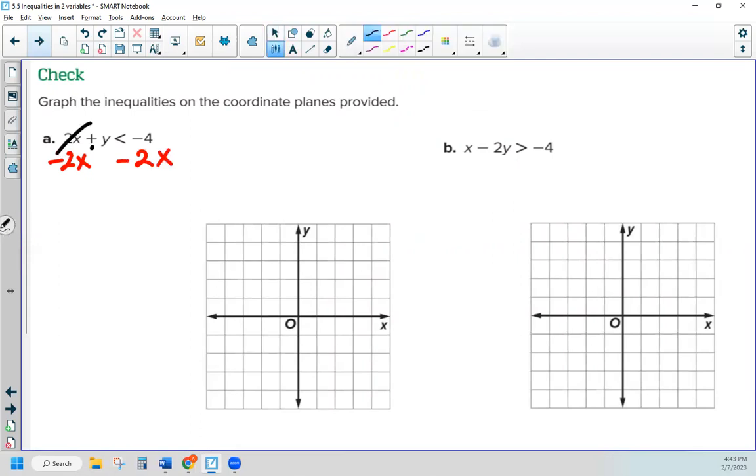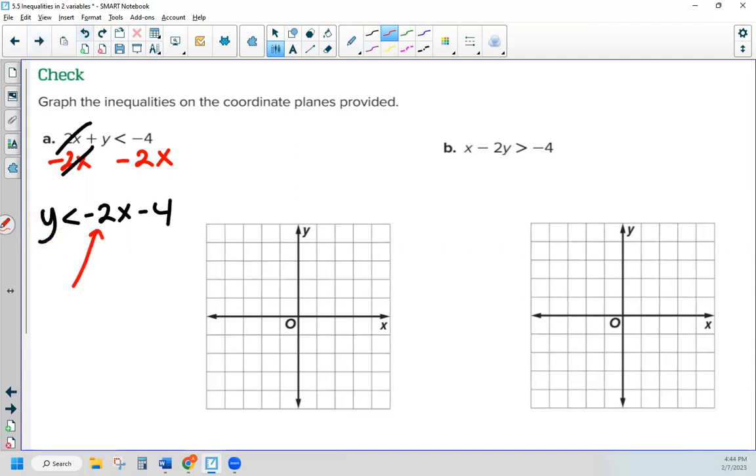What happens here is the 2x cancels, leaving us with y less than negative 2x minus 4. A lot of the time students are like, what do I do now? Why can't I take another number out? I want to divide. You guys are so used to having a coefficient in front of the y, like a 2, and then we would divide by 2. We don't have one, so that's it. You're done. We're all set.